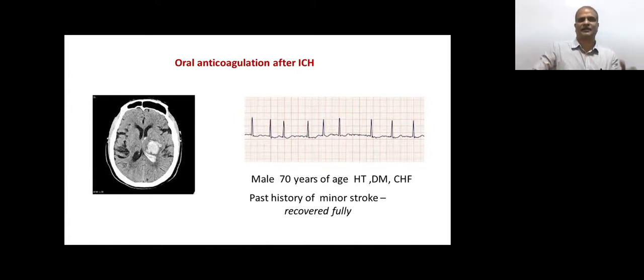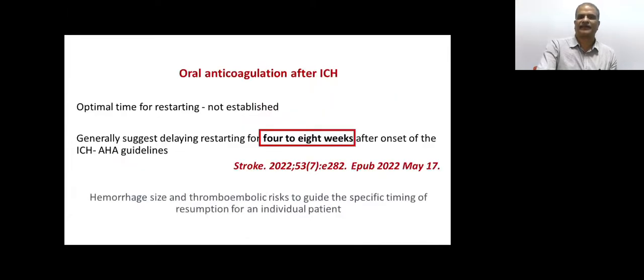You need to start him on oral anticoagulation because he already had an earlier ischemic stroke and he's in atrial fibrillation. So here you have to wait for at least 1 to 2 months. Okay. You wait for 1 to 2 months, and then, so it's not very clear, but this is the general guideline. And then repeat the scan and then restart.